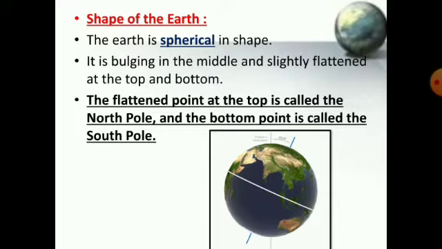The flattened part at the top is called the North Pole and the bottom point is called the South Pole. Can you see the two blue lines on the up and down side? The up side blue line is the North Pole, and the blue line at the bottom end of the globe is the South Pole. So the earth is spherical in shape.